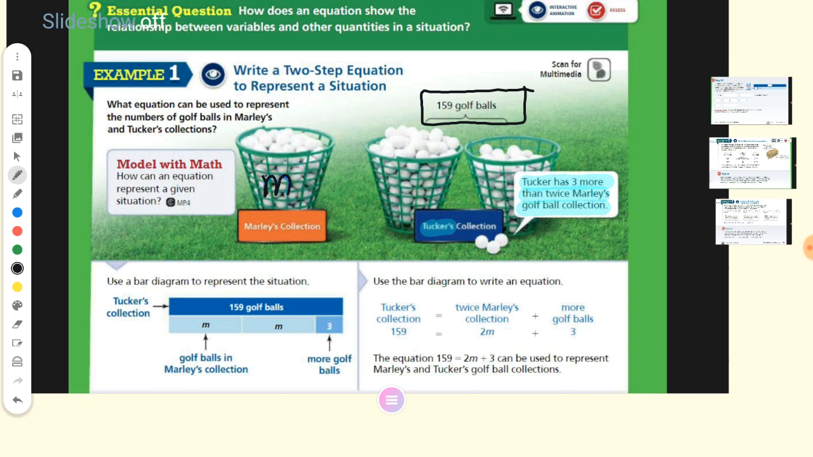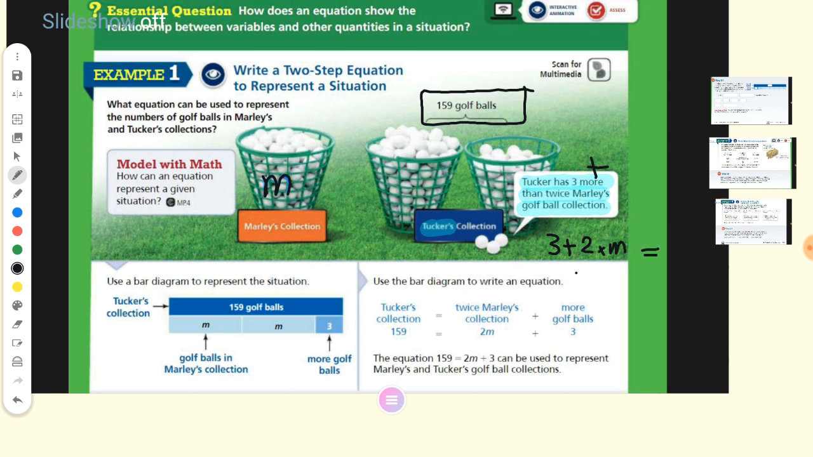The operation. More means plus. So it's 3 plus. Okay. Twice Marley's. Marley's has what? M. What is twice M? Twice means multiply by 2. So I can write it as 3 plus 2 multiply M.